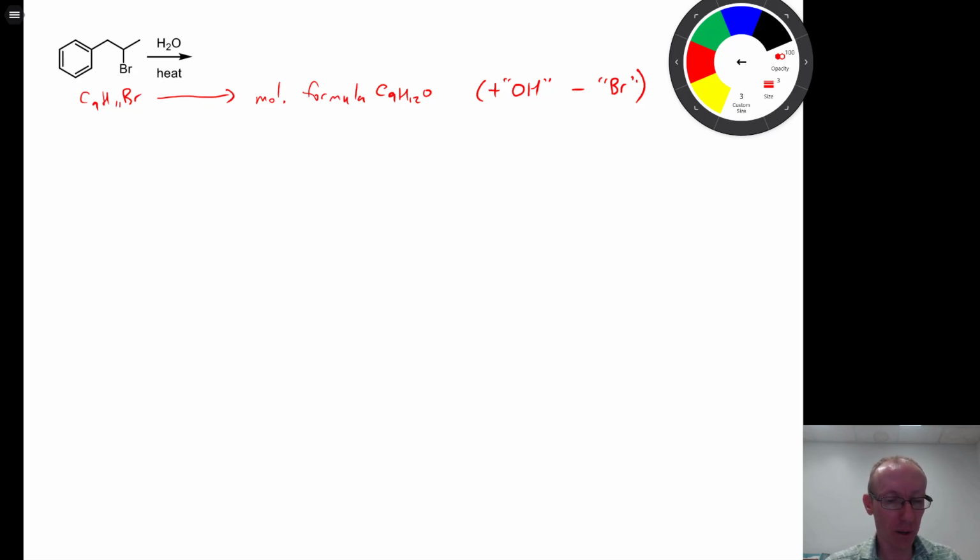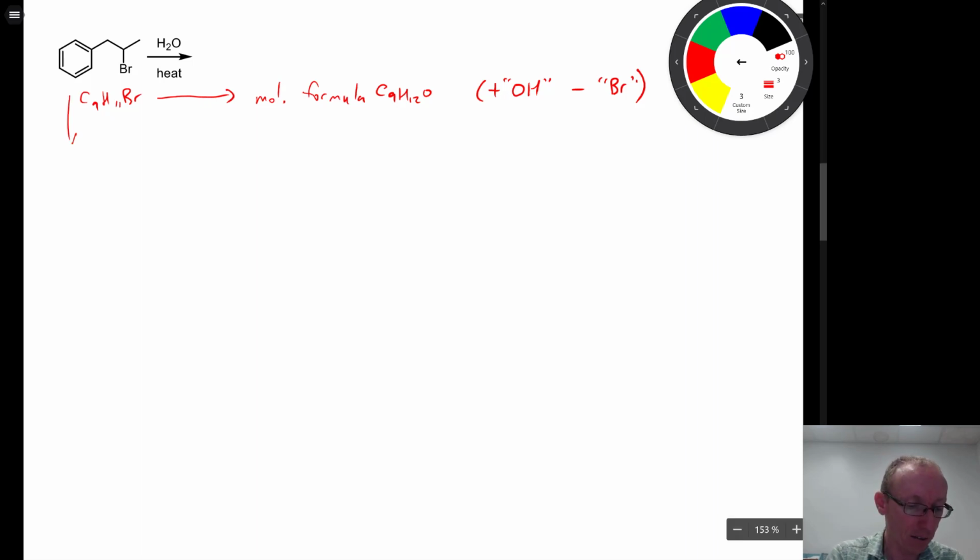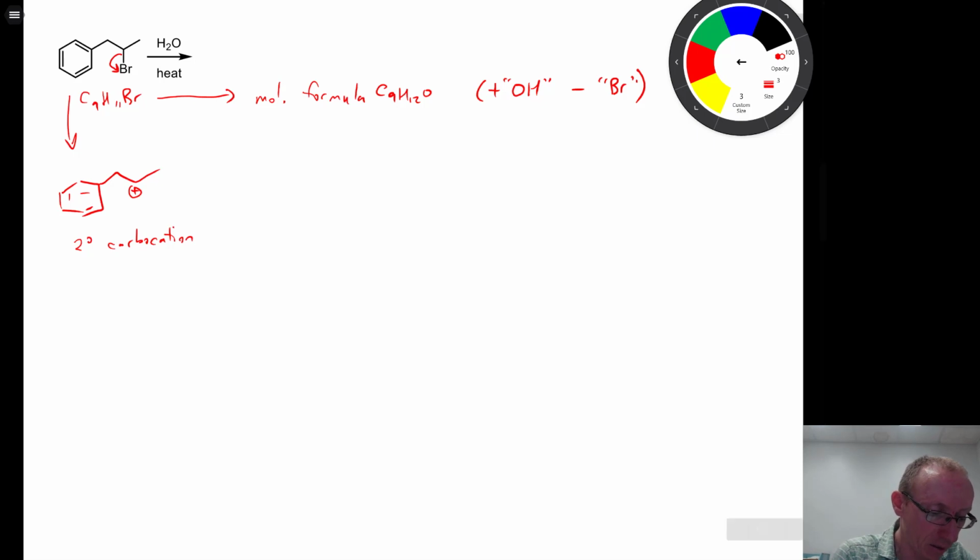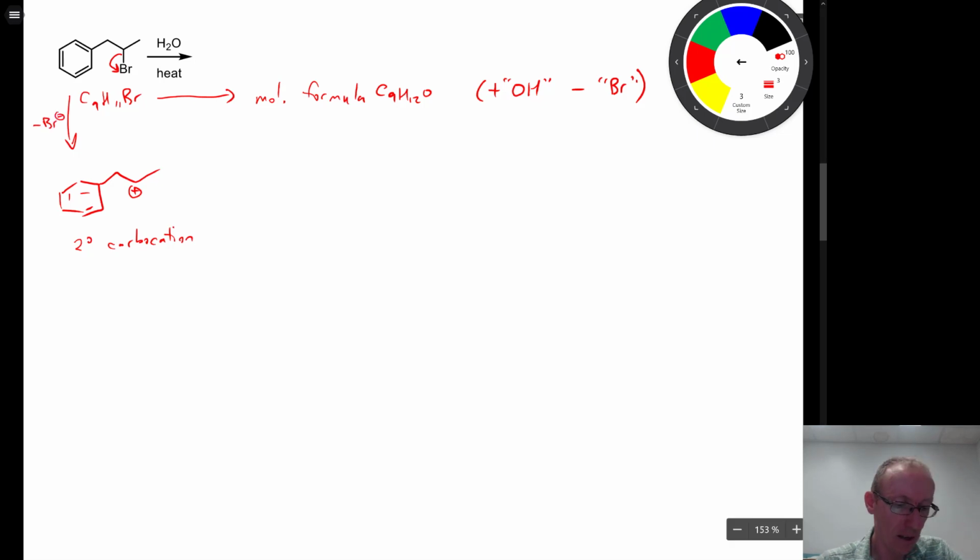Okay, so what are we going to do? Hopefully, we might recognize that with heat in this molecule, we can go through via a carbocation. Okay, so if we heat this molecule, we can get loss of the leaving group to give us a carbocation, and that will be a secondary carbocation. Okay, now that secondary carbocation could recombine with the bromine that we've just kicked out. So we're going to lose bromide here.